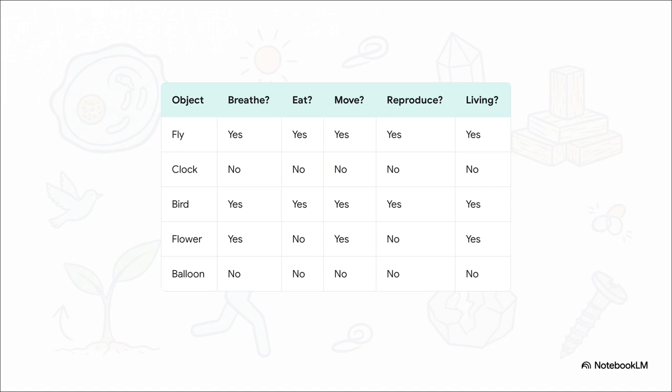They are definitely non-living. But then we have the flower. Now, while it doesn't eat in the exact same way an animal does, because plants famously make their own food, it definitely breathes, it moves its parts, and it reproduces, making it absolutely 100% living. This is exactly how scientists categorize the world.